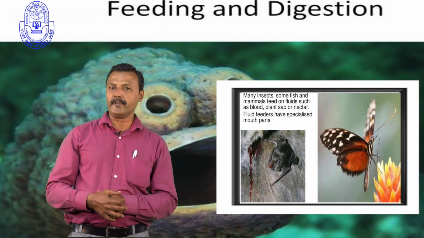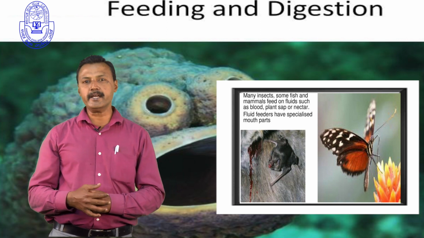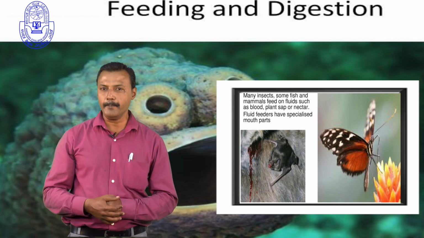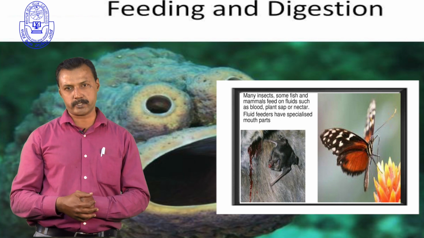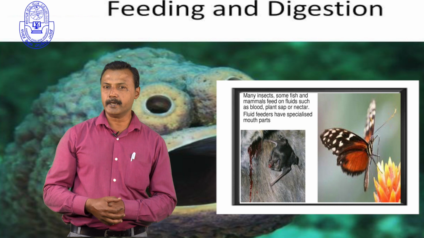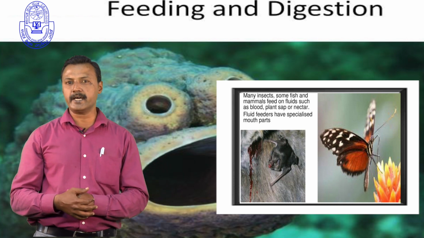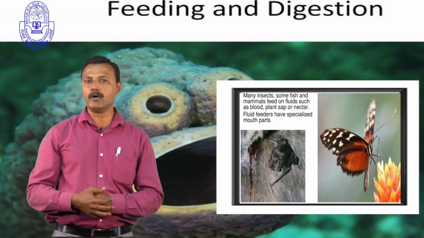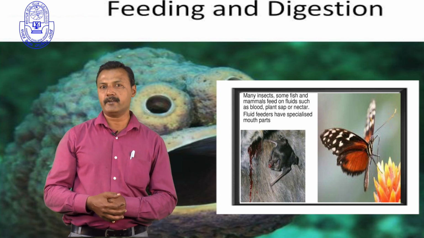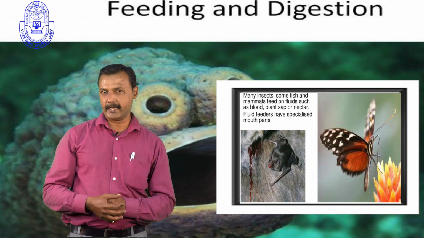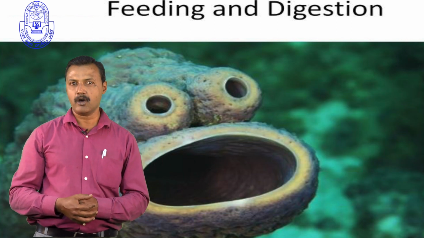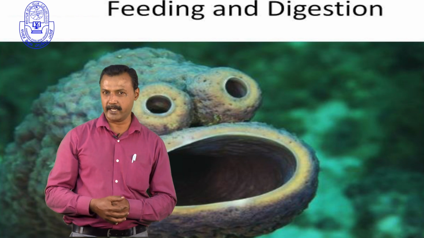These types of feeding animals have a characteristic feature of a pointed mouth which helps in piercing the skin of the host. In this slide you can observe the hummingbird, which feeds on the nectar of flowers, and also mosquitoes, which feed on blood, which we call hematophagy. This type of nutrition drawn by organisms is called fluid feeding.